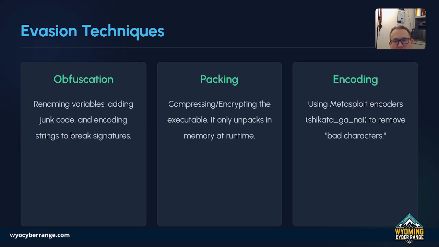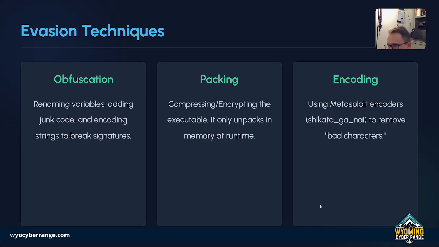And then finally, we can use things like encoding. Now, we often do this with Metasploit. Metasploit encoders use this one, Shikata Ga Nai, I can't ever say it right, which basically helps remove bad characters and helps hide the payload. Okay, it's a different encoding methodology.